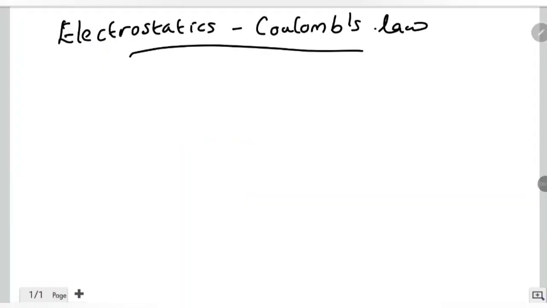Electrostatics, Coulomb's law. In this chapter, we are going to discuss two main topics, which are Coulomb's law and electric field, which we studied last year. So let's go through it and revise everything from grade 11.